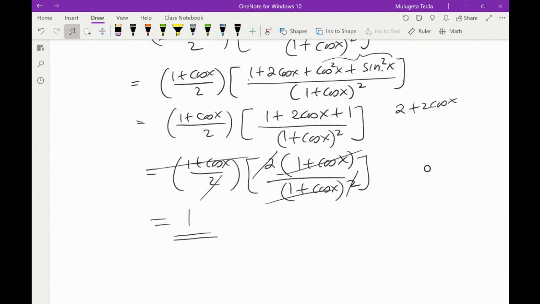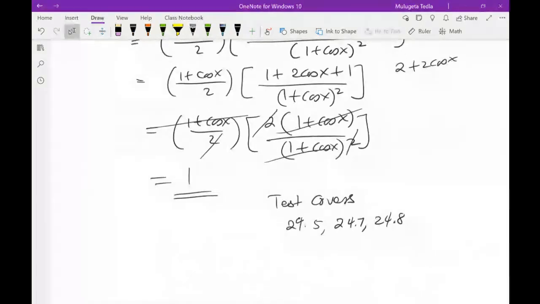I don't want to push it. I don't want to cover section 5 before the test. That would be enough. So the test covers 24.5, 24.6, only x-intercepts, and we know them from the previous course. 24.7, 24.8, they are chapter 24, applications of derivatives, all of them.